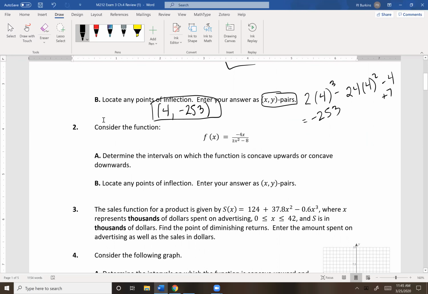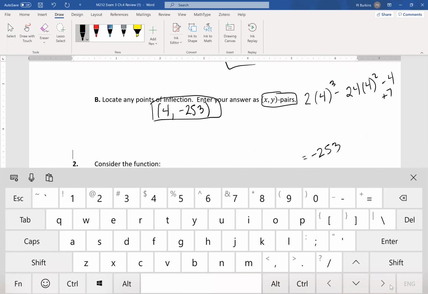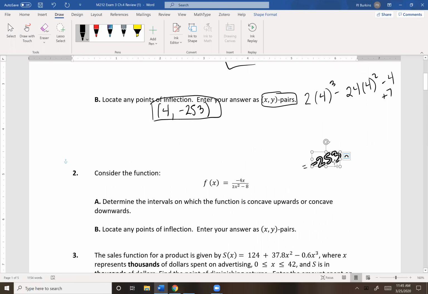Nice that it stayed with it there. I don't know. As I say that, the negative 253 gets shifted. Should be right up there. All right.